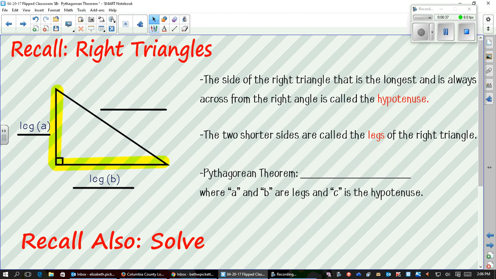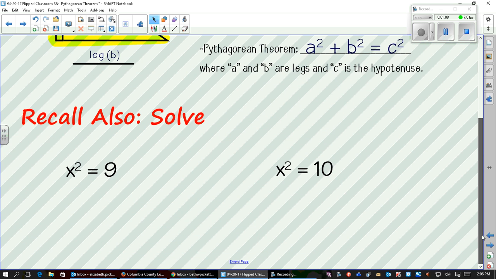Then there's going to be the one remaining side that is across from the right angle, not one of the sides that makes up the right angle. That longer side across from the right angle is called the hypotenuse, and we assign it the letter C. So the Pythagorean theorem states that if you square one leg and add it to the square of the other leg, it will always equal the hypotenuse squared, or in other words, a squared plus b squared equals c squared. Now let's review one more thing before we get started working on some examples.